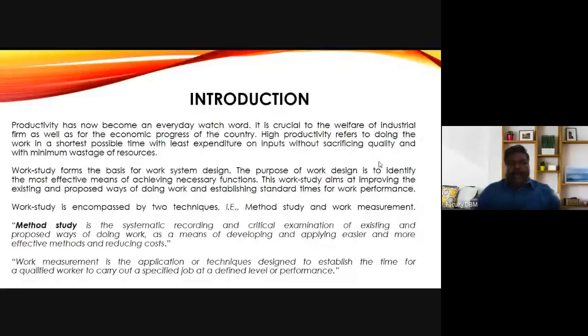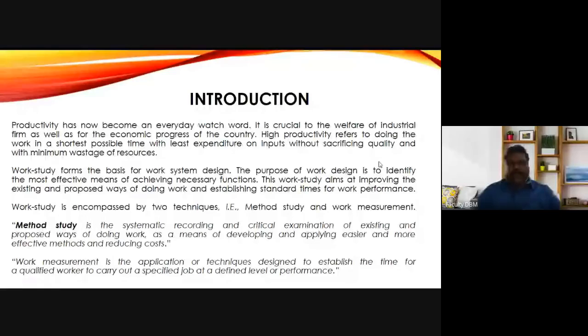So we have seen this in the production department or in manufacturing. People will be thinking of high productivity with less expenditure and having good quality and minimum wastage. So this is what a company or industry or manufacturing unit looks forward to. So work study forms the basis for the work system design.